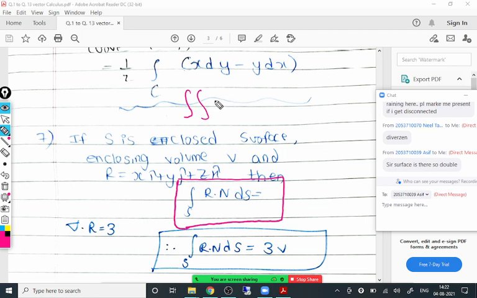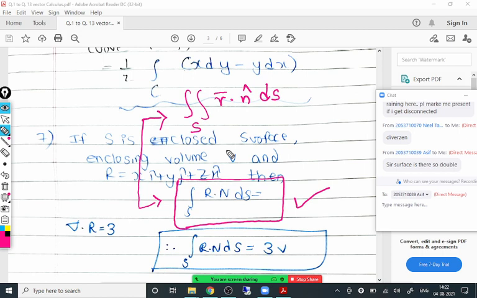R bar is a position vector. And n dS is actually n cap dS, where n is a normal vector. So R bar dot n cap dS over the surface. Both are the same. Some authors use this notation, like B.S. Grewal, but this question can be asked in this format also. And now, S is a surface. This is a closed surface.